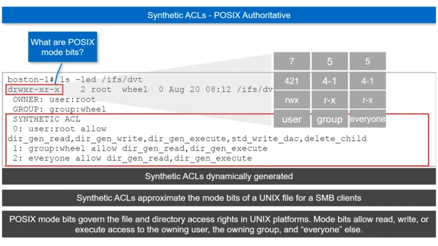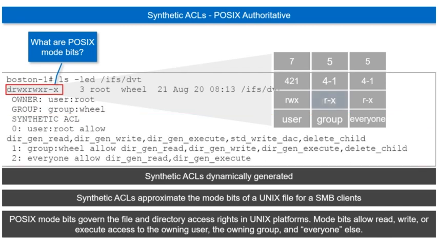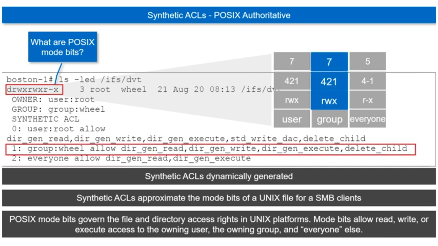For example, running chmod 775 on the /ifs/dvt directory changes the mode bits to read, write, execute for a group, which changes the synthetic ACL for the group. The same behavior happens when making the access more restrictive. For example, running chmod 755 changes the synthetic ACL to its corresponding permission.